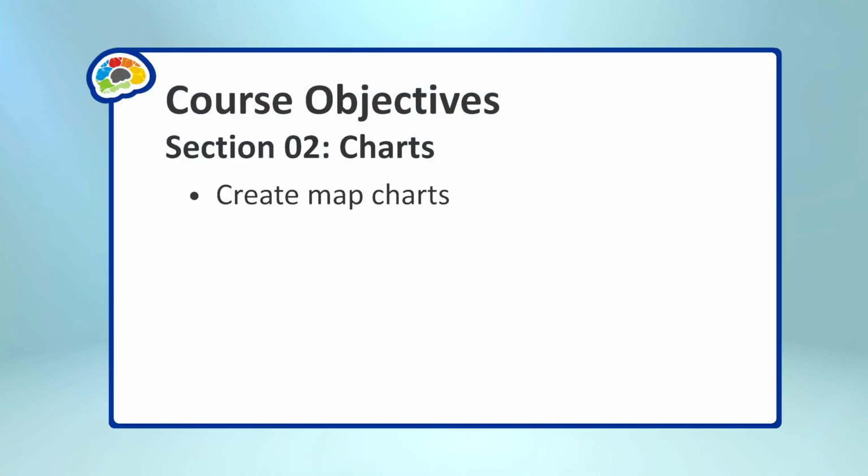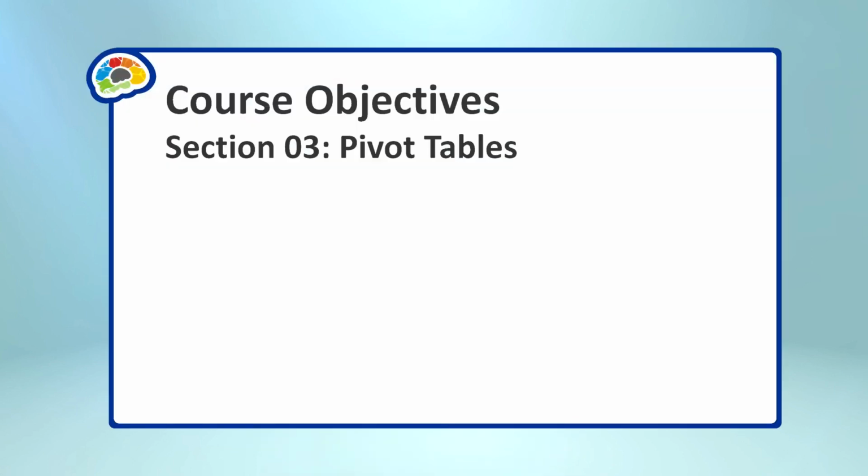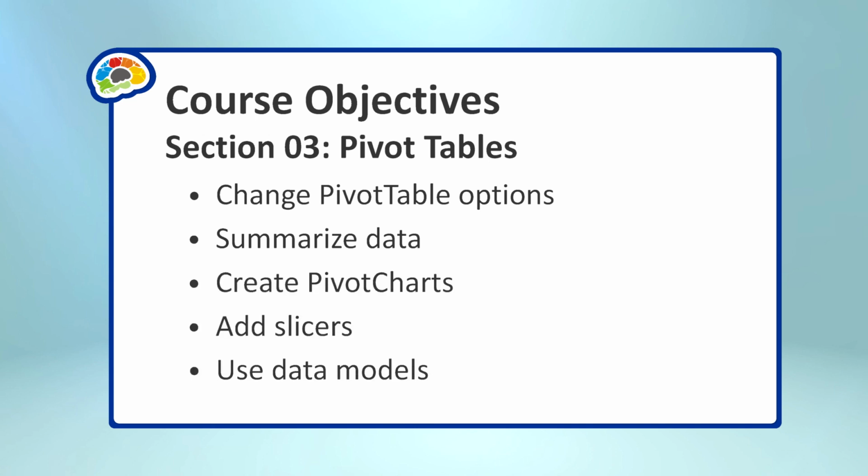Next, we'll look at map charts and 3D maps, as well as other advanced charts. Then we'll dig into pivot tables and discuss changing options, summarizing data, creating pivot charts, adding slicers, and using data models. From there, we'll look at functions.